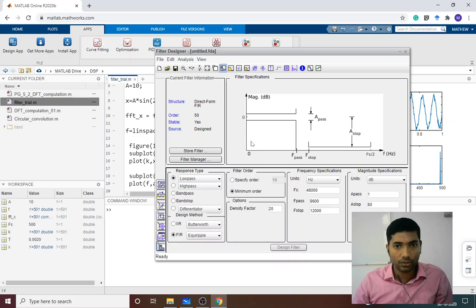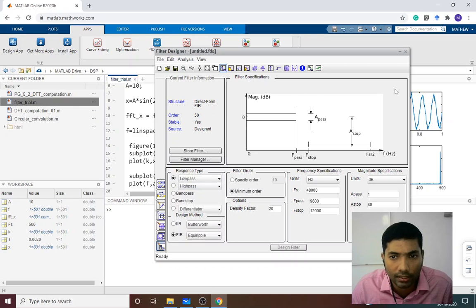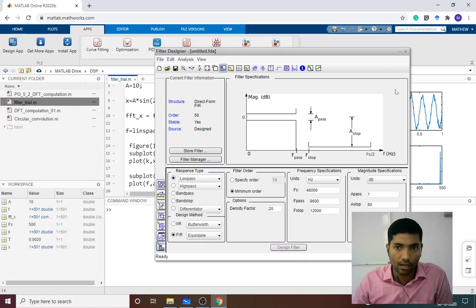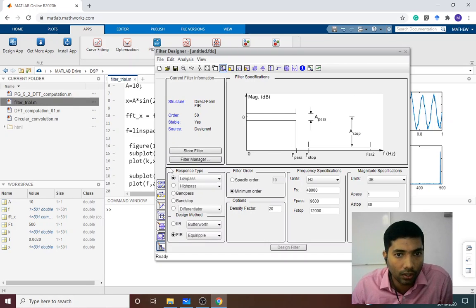Here I'll just mention quickly the overall layout of this designer app. On the top, you have the current filter information, which is for our information: what is the structure, what is the order, is the filter stable, and so on. And on this tab you have the filter specifications. Here we will see what are the specifications that we need to specify. And on bottom left is the response type.